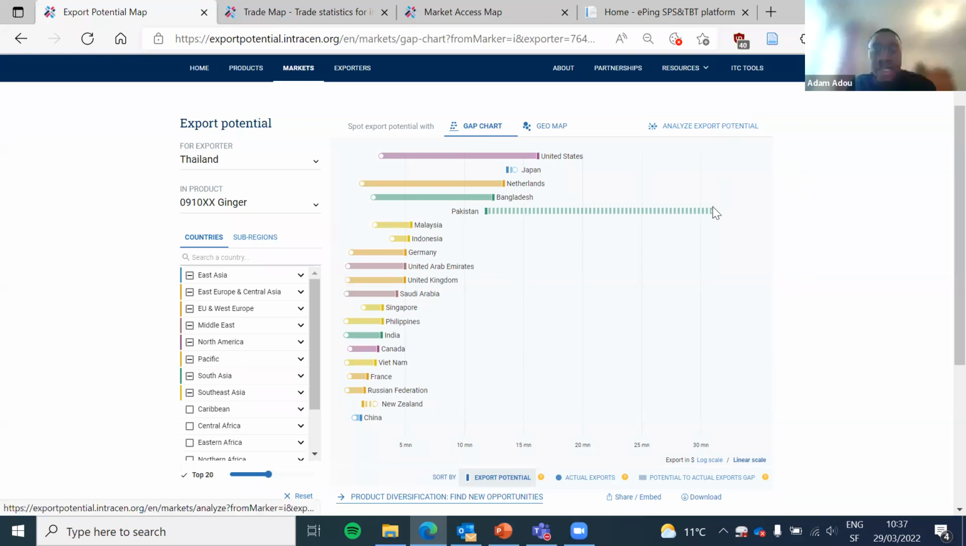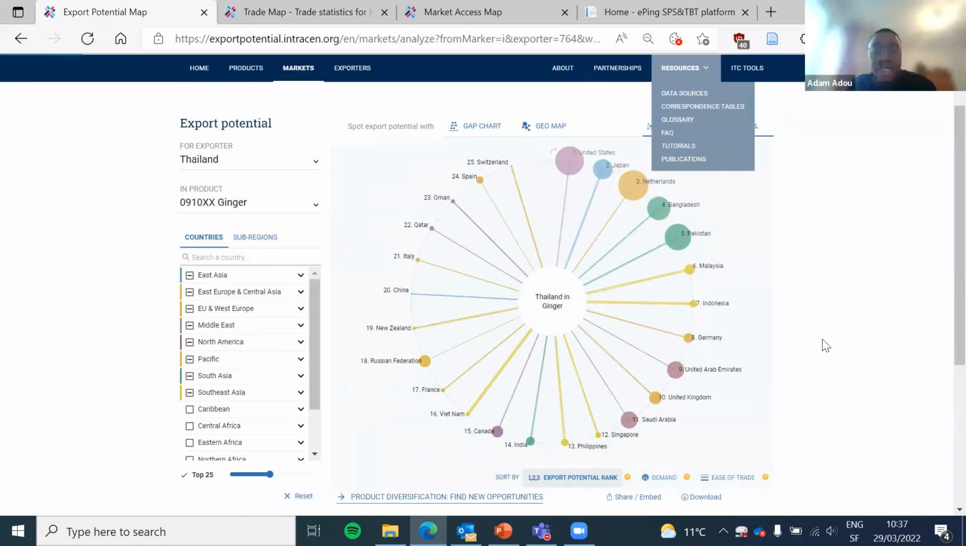Last thing I can show you is Export Potential, where you have a visualization ranking all the countries with the highest export potential for Thailand when it's exporting ginger, and you will have several elements here. The first element you will see is the demand. So the circle corresponds to the demand on the destination market for the specific product exported by Thailand.